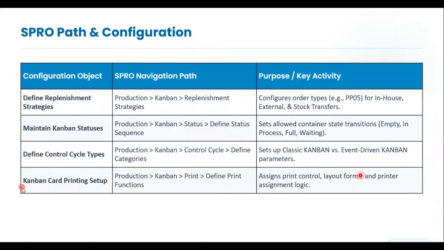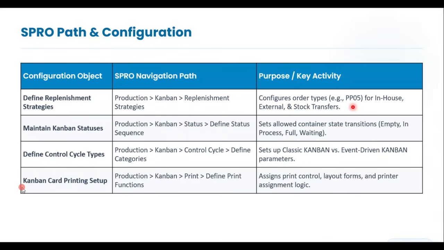So now here we have the SPRO setup, or the configurations that we need to enable in order to activate the Kanban process. The very first thing that we have to do is create a replenishment strategy. For that we will use this particular path: go to the SPRO node Production, under that you have Kanban, and then Replenishment Strategies. And here we have a standard production order type provided by SAP called PP05, which is basically used for the Kanban processes.